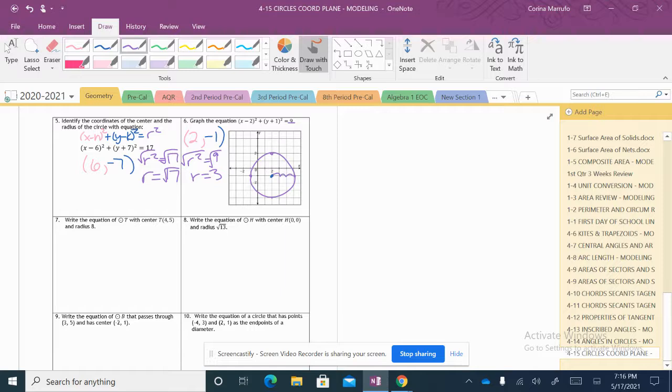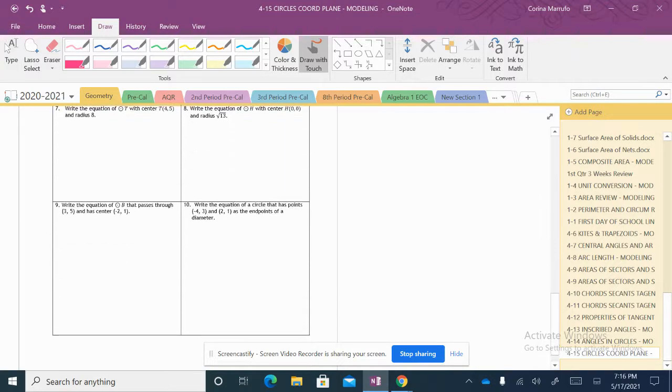That's it. Okay, the next one: write the equation of circle T with center (4, 5) and radius 8. Okay, so remember, we're going to do x minus my x value, 4, squared, plus y minus my y value, which is 5, squared, equals my radius squared. So my radius is 8, so 8 squared is 64.